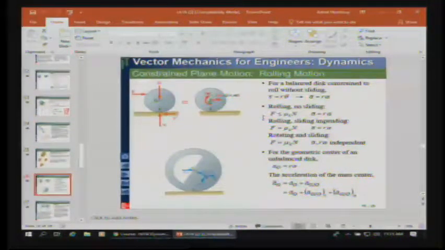Then if it rolls with no sliding, the frictional force is going to be less than mu sub s N, meaning that otherwise, if we have too much, it's not going to roll, but it will slide as well. And then we have 3 cases: rolling, sliding and impending, and then rolling and sliding.